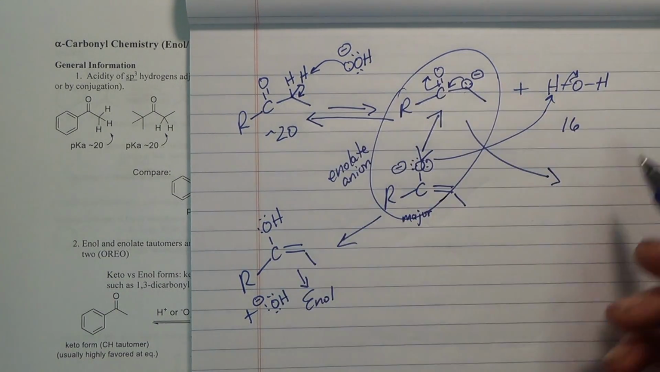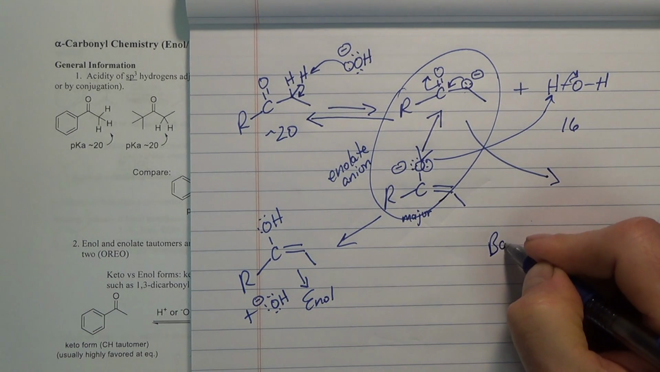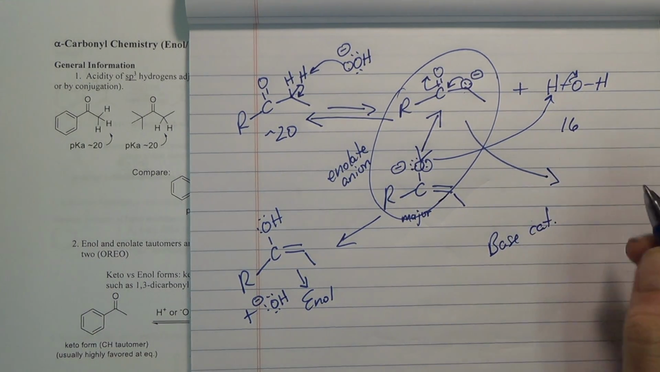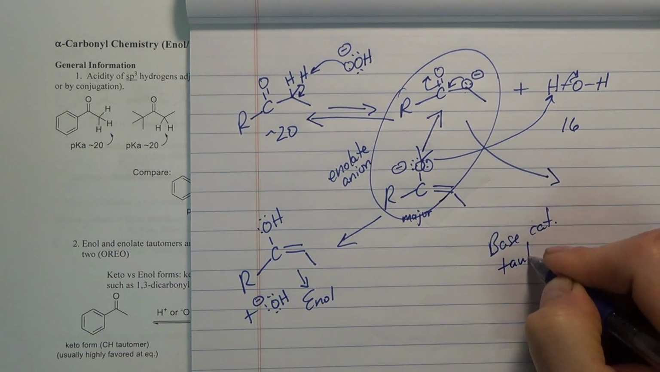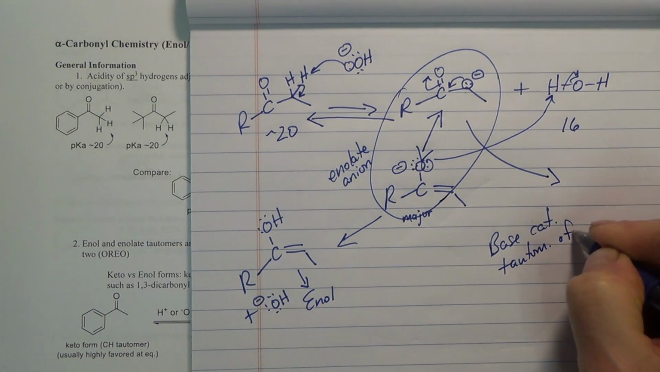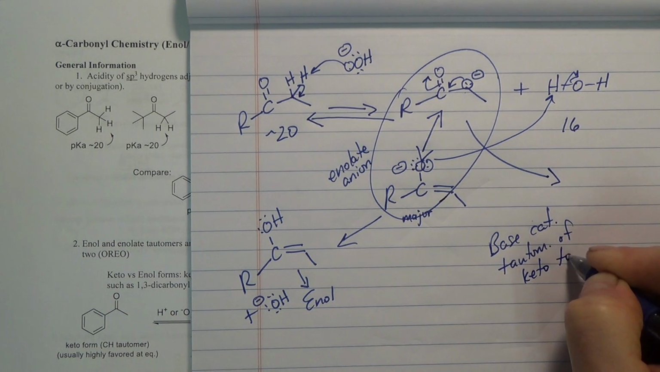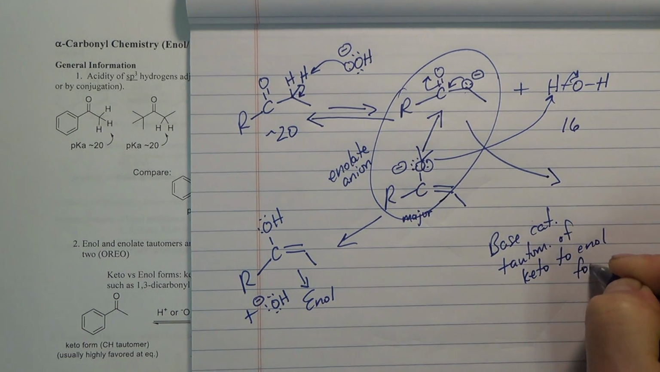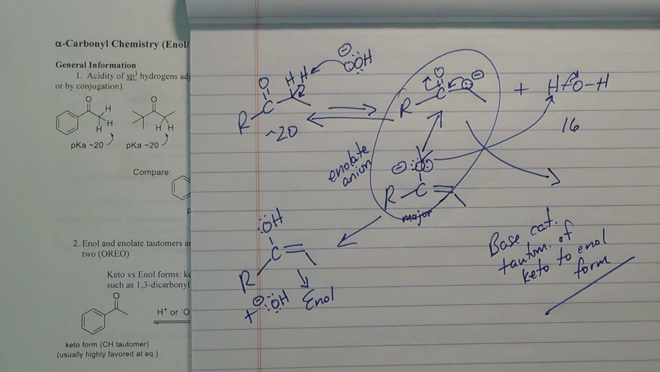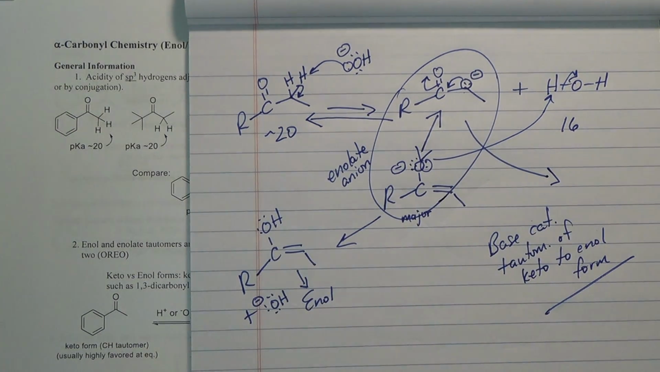And what we just showed here is a base catalyzed tautomerization of keto to enol form. That's what we just showed here.